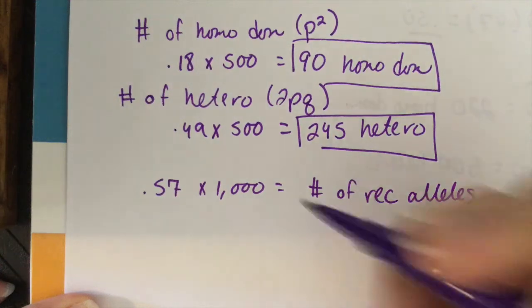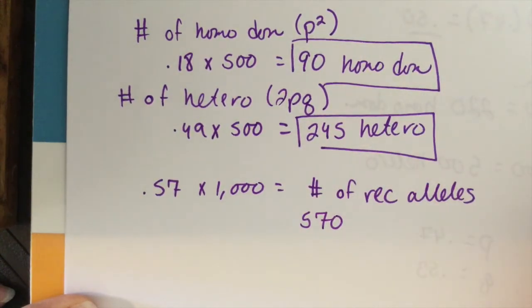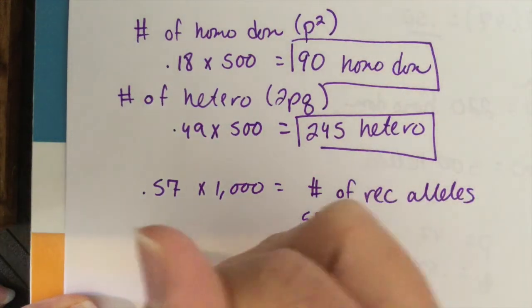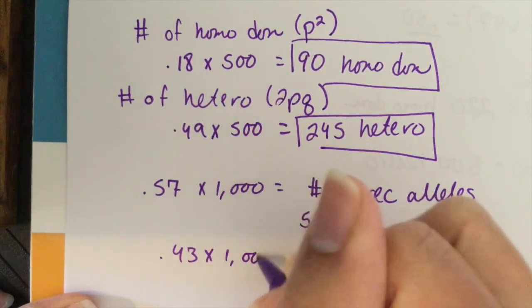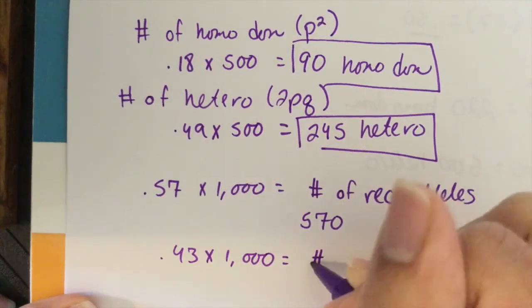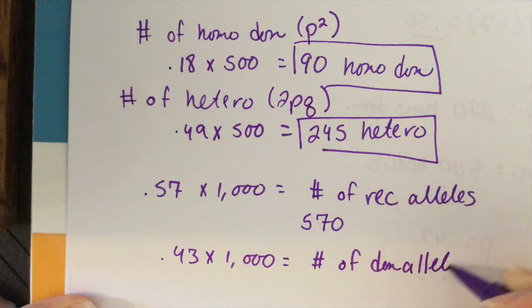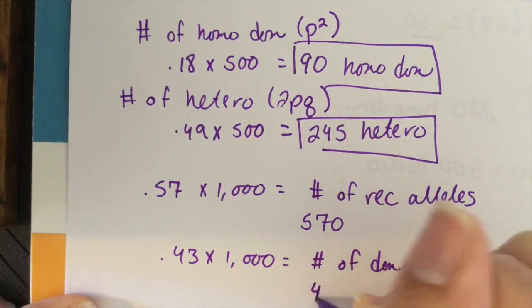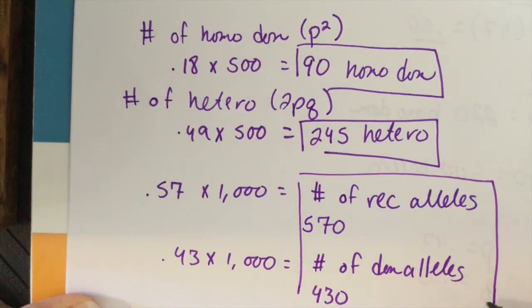Okay, so let's see here. That should be 570 recessive alleles. On the opposite of that, 0.43 times 1,000. This is our number of dominant alleles. So that should be 430. Okay, so this is the second part of that problem.